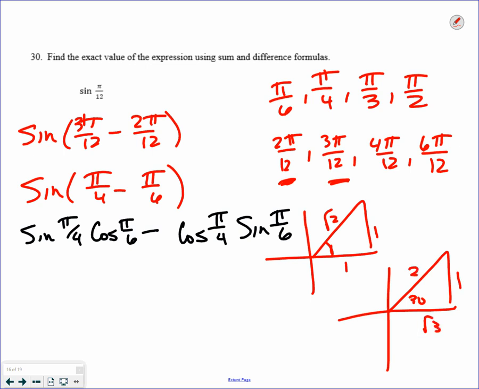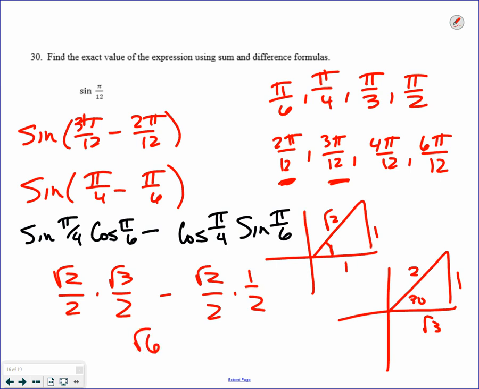Sine of pi over 4, cosine pi over 6, cosine pi over 4, sine pi over 6. So now, multiplying and combining like terms, I get the square root of 6 minus the square root of 2, all over 4, 2 times 2.